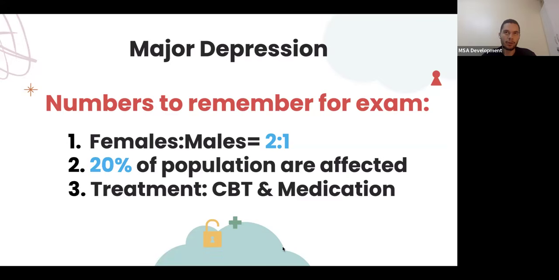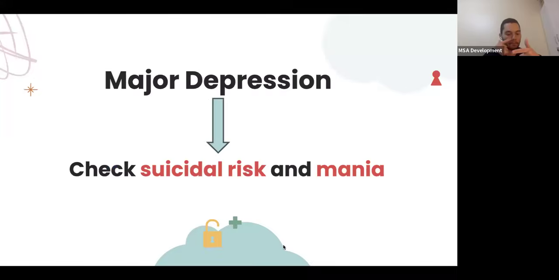For major depression, you need to ask or check for two main things. It's very important before diagnosing major depression. What are they? You need to assess for suicidal risk. We spoke about that in the psychiatric interview lecture. And for mania. Why is it important to check for mania? For bipolar, exactly. Because if this patient is bipolar and you give them antidepressants, it's going to stimulate their mania, and it's going to cause a lot of problems. So I need to check for suicidal risk and mania.